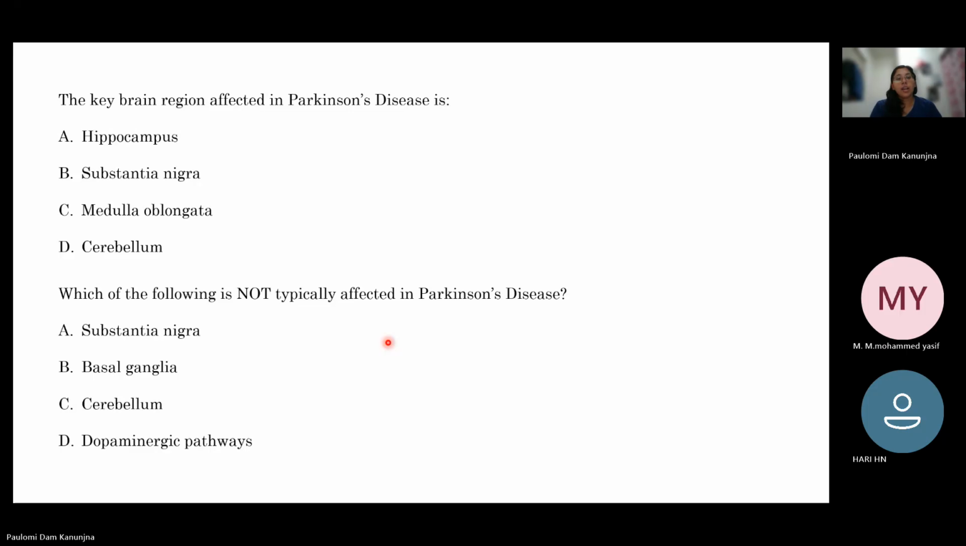Okay, let's see more associated terminology with Parkinson's. Now hippocampus is getting affected in Alzheimer's, we know that. Similarly, what is getting affected in Parkinson's disease?